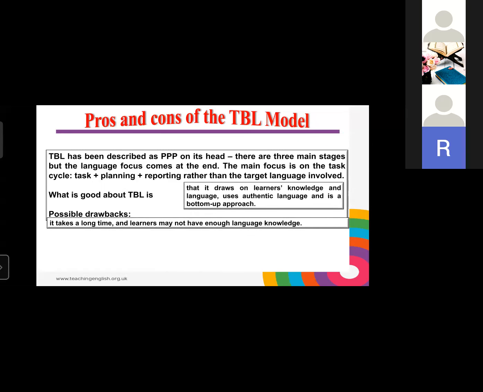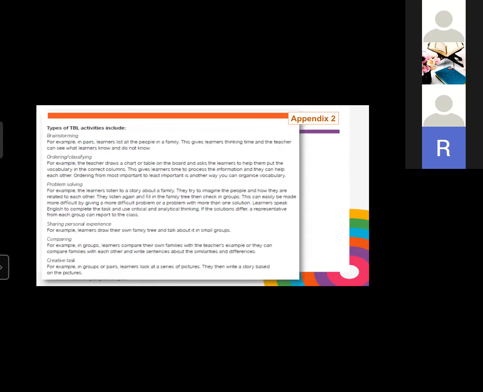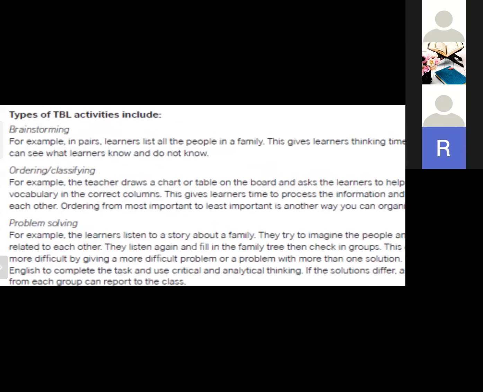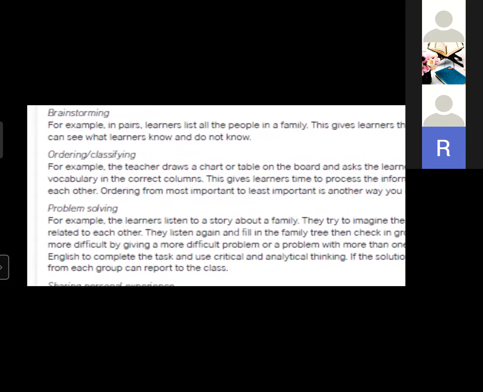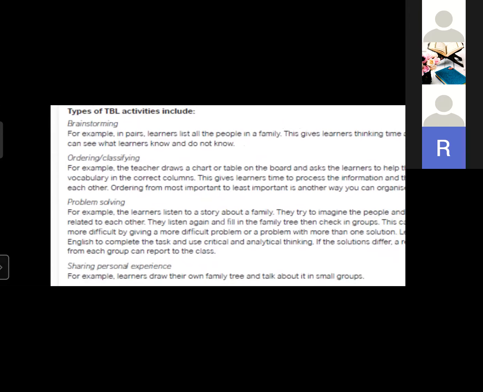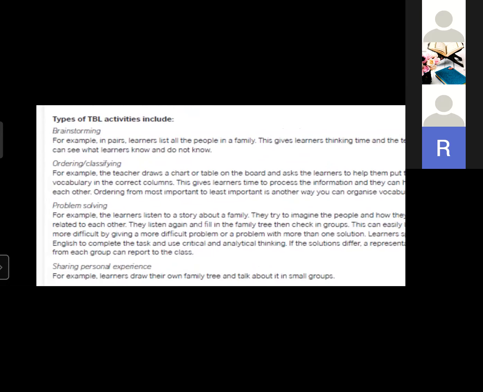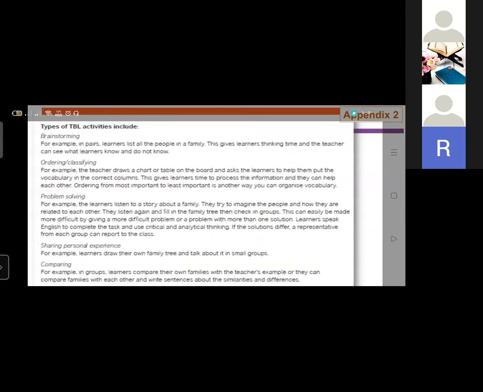So here, what's good? It draws on learners' knowledge. Maybe it depends on some students who are brilliant or excellent, who can answer the questions or interact with the teacher, but the lower level ones are still passive and they cannot share or participate. And here are some types of TBL activities like brainstorming, ordering and classifying, maybe problem solving, and sharing personal experience. So still, it depends on the brilliant students rather than the lower level ones, okay?